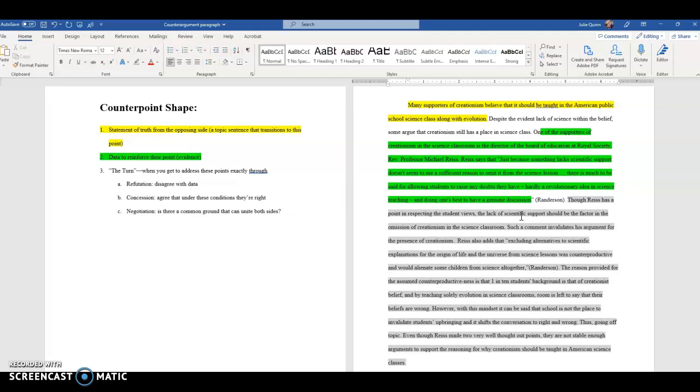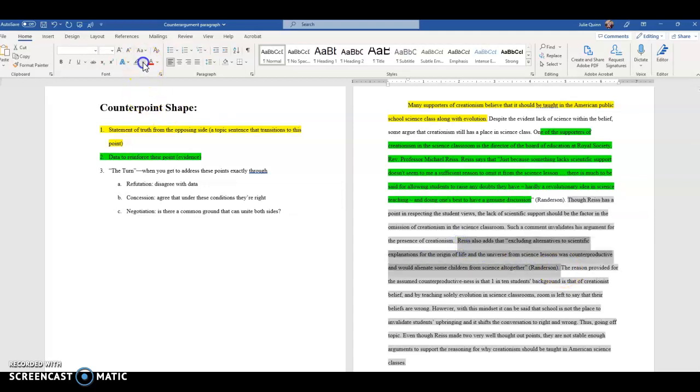So our writer said, Rice has a point in respecting students' views. So that's a concession. We would need to do that. The lack of scientific support should be the factor in the omission of creationism in science classrooms. Such a comment invalidates the argument for the presence of creationism. Rice also adds that, and then we get one more interesting data point. So there's just a little bit of addressing of 2 different points.